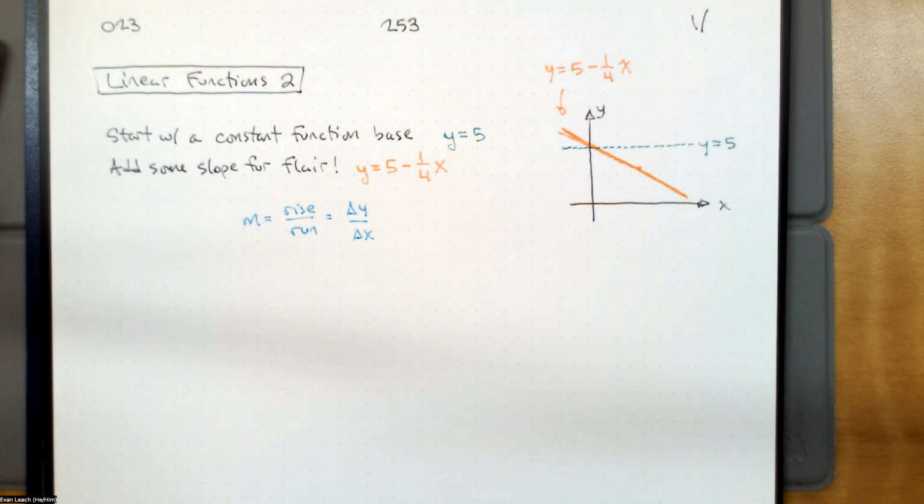Questions? So start with that flat line 5, and then add some angle to it for some flare. But just one piece of flare. You don't need 37 pieces of flare, just one.